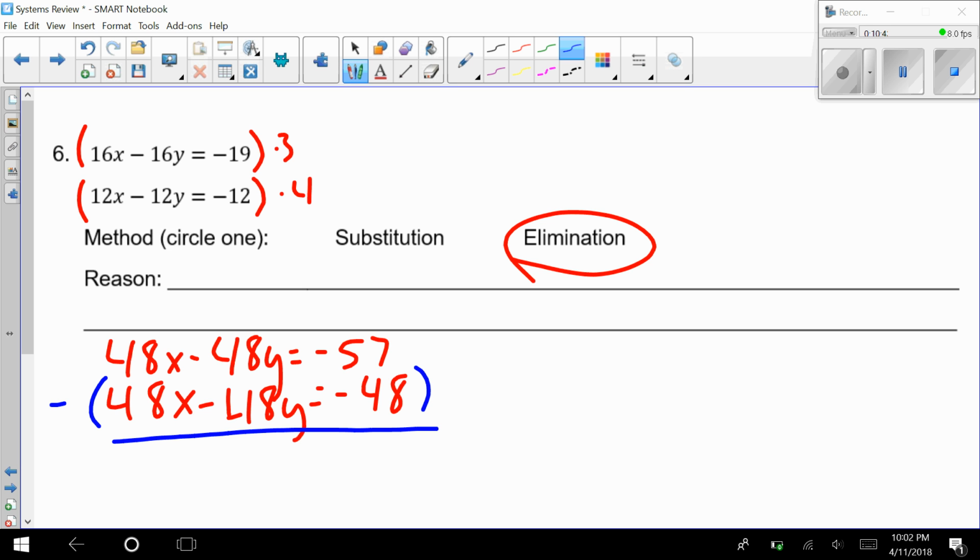my two equations. 48x minus 48x is 0. Negative 48y minus negative 48y is 0. Negative 57 minus negative 48 is negative 9. Well, 0 doesn't equal negative 9. That means there is no solution.